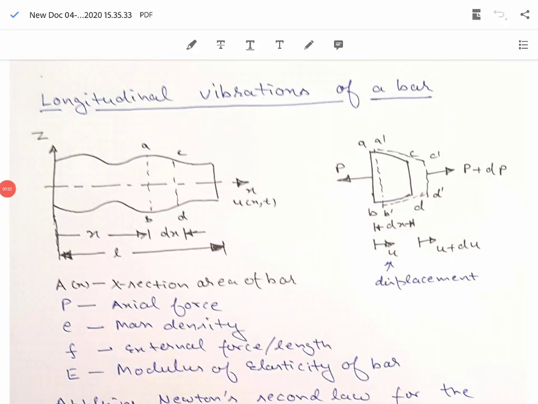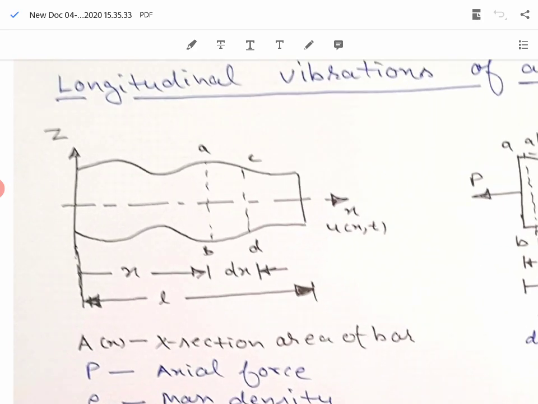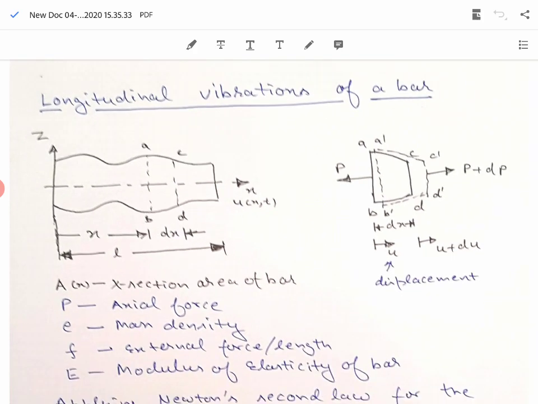Hello students, we are going to study the longitudinal vibrations of a bar in this lecture. In this figure, we see a bar which is having length L and it is aligned with the x-axis. The displacement of the bar takes place also along the x-axis and is given by u, which is a function of x and t. We take a small elemental length of this bar dx, and we are seeing here an enlarged view of this particular element.